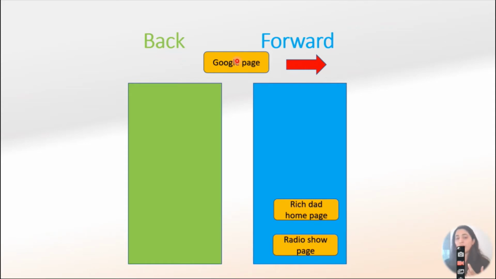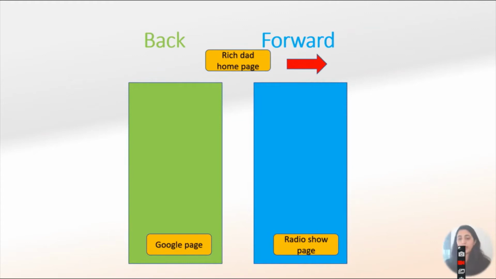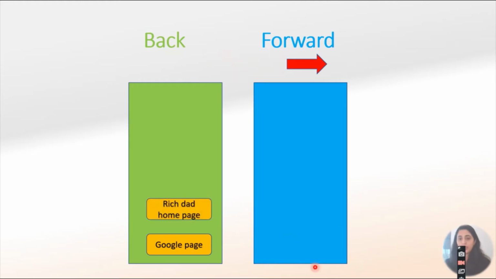So it will first push the Google page to the back stack. Yeah. So the Google page goes to the back stack, and then the Rich Dad home page will come out from the forward stack, and I will see this page now. Now again, if I click on the forward button, then the radio page should come out of the forward stack, right? So let's see that. Yes, so the Rich Dad home page goes to the back stack, and the radio show page will come up.